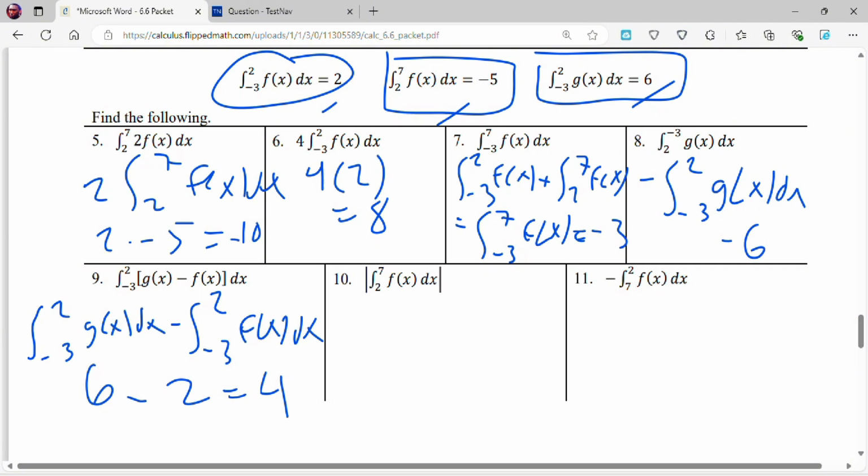Okay, absolute value of 2 to 7. We know that from 2 to 7 of f of x, that gives us negative 5. So we're just going to apply the absolute value. So that's going to be 5. So negative integral from 7 to 2. We know that those limits are in the wrong place. It should be from 2 to 7. So we're going to put another negative on the outside. So from 2 to 7, f of x dx. Negative negative cancels out. 2 to 7 is going to give us negative 5.